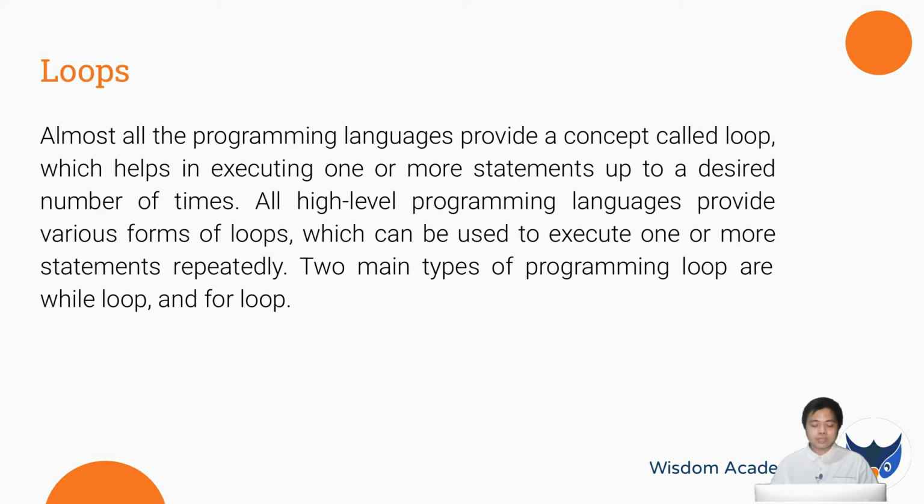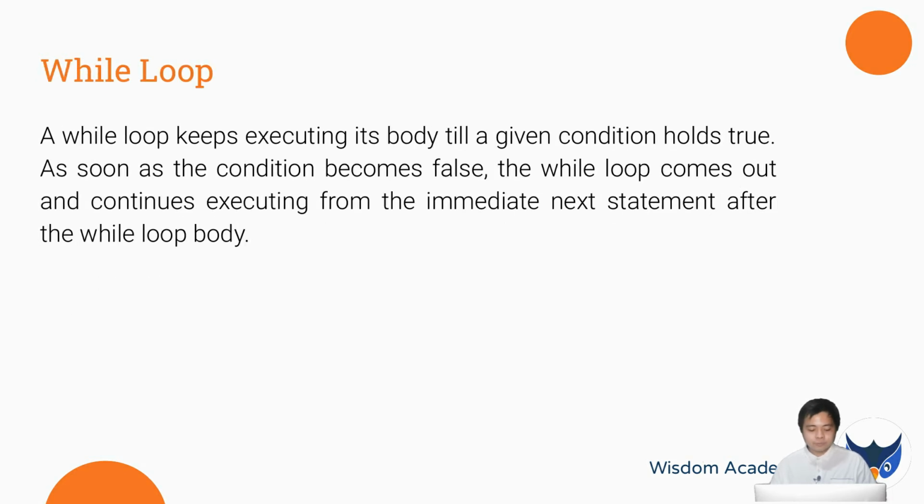Okay. So, one of the types of loop is the while loop. A while loop keeps executing its body till a given condition holds true. As soon as the condition becomes false, the while loop comes out and continues executing from the immediate next statement after the while loop body. This is the most commonly used form of loop.